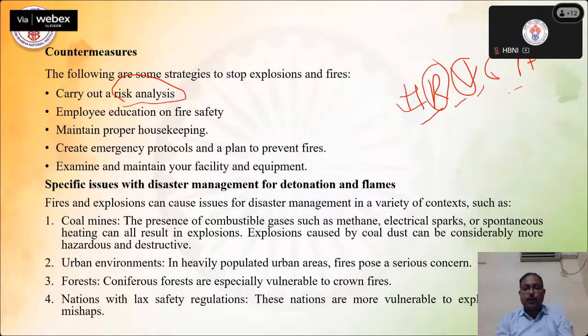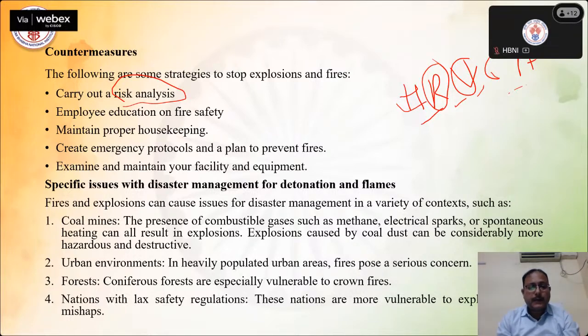For example, wherever you go, you can see thermal power plants are there. Right now, the government is doing something on that, but thermal power plants are there. So in that particular issue, we have to understand that explosions caused by coal dust can be considerably more hazardous and destructive. Then the urban environment is the next step.